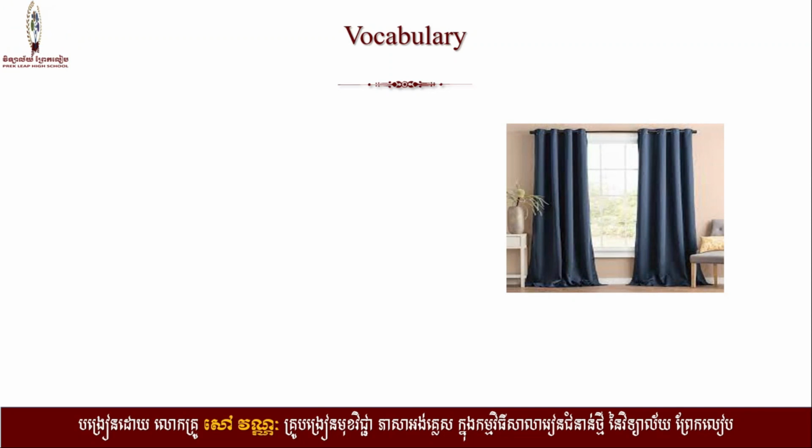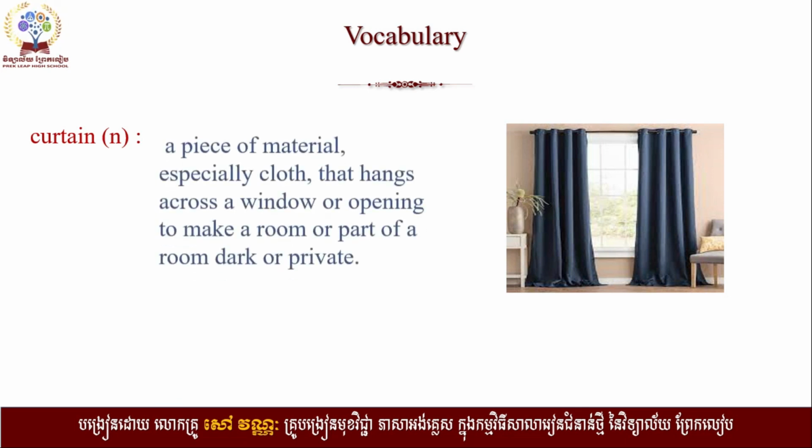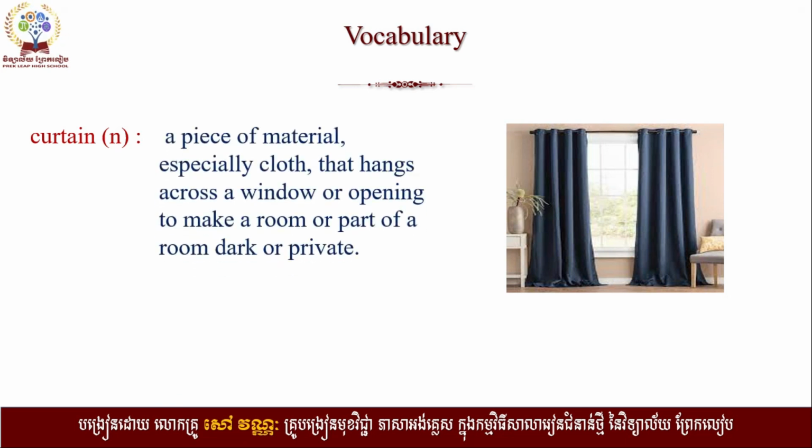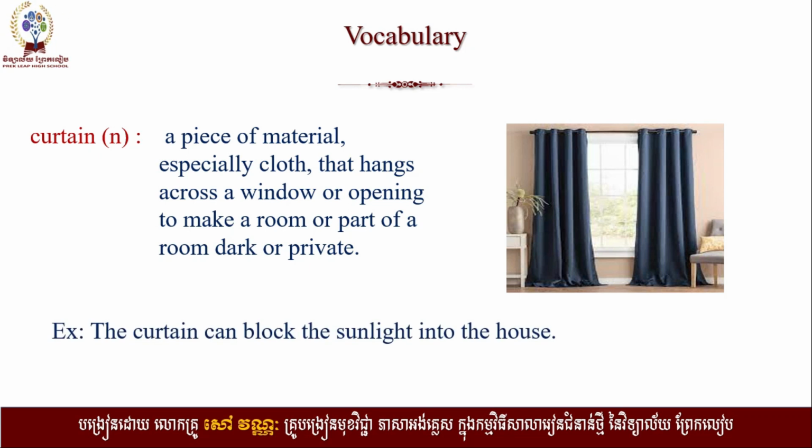Let's just look at the pictures. What is it? So it is called curtains. Curtain is a piece of material, especially cloth, that hangs across a window or opening to make rooms or parts of a room dark or private. In short, in Khmer we say veang nuon. The curtain can block the sunlight into the house.